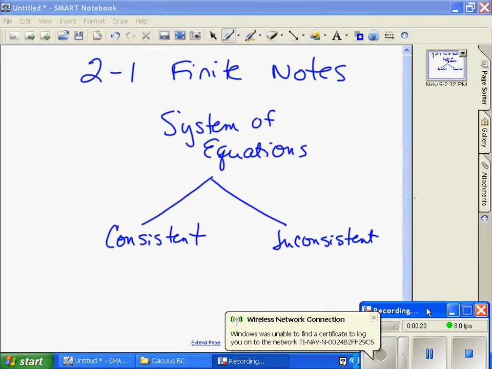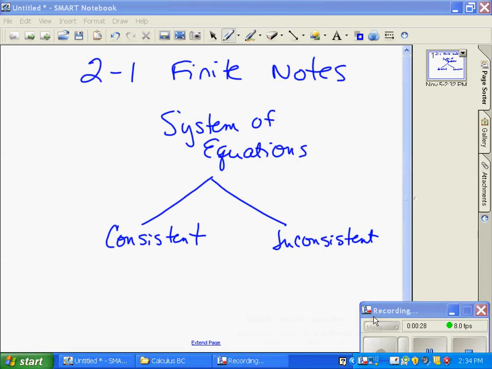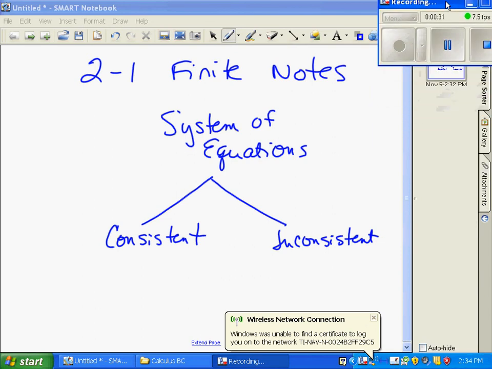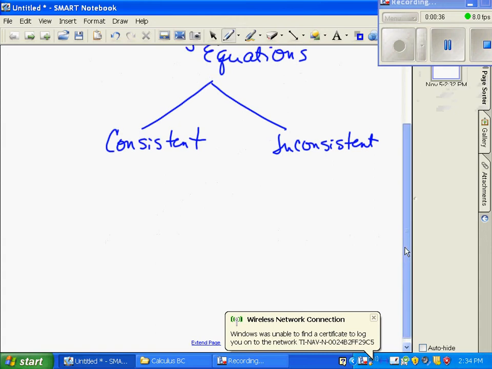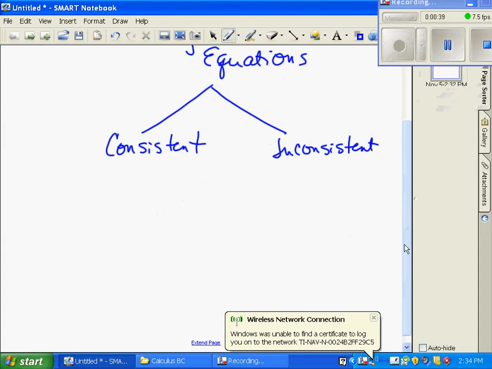A system of linear equations is just a collection of two or more linear equations, each containing one or more variables. I have this little chart set up here with our system of equations branching off, kind of like a tree diagram, into two separate sections. We either call them consistent, where we have at least one solution in common, meaning an ordered pair or some ordered triple that works in all equations, or we have what we call inconsistent systems, in which we have basically no solutions.